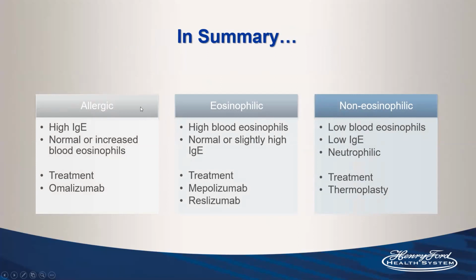So you have allergic phenotype, which is a part of the type 2 high phenotype or eosinophilic type phenotype. It would have high IgE levels, normal or increased blood eosinophils. Usually treatment is omalizumab. If you have eosinophilic phenotype, it's high blood eosinophils, normal or slightly high IgE, and usually treatments for that are anti-IL-5 and anti-IL-4, like mepolizumab, reslizumab. Non-eosinophilic, you would have low blood eosinophils, low IgE, mainly neutrophilic predominant inflammation.